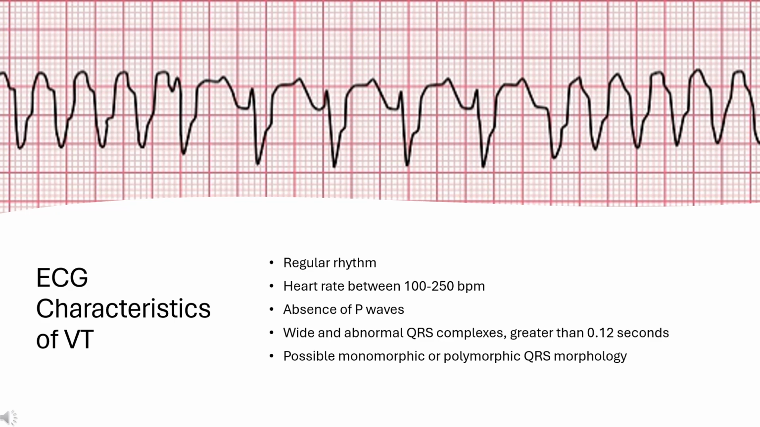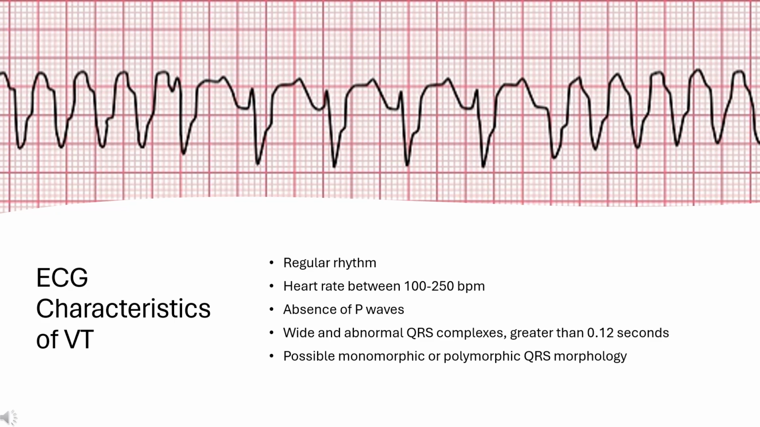One of the hallmark features of VT on an ECG is the presence of wide QRS complexes. A normal QRS complex duration is less than 0.12 seconds. In VT, the QRS duration exceeds 0.12 seconds, often appearing broad and bizarre. This widening occurs because the ventricular depolarization is initiated from an ectopic focus within the ventricles, rather than following the normal conduction pathway through the AV node and bundle branches. The abnormal path lengthens the depolarization time, resulting in a wider QRS complex.